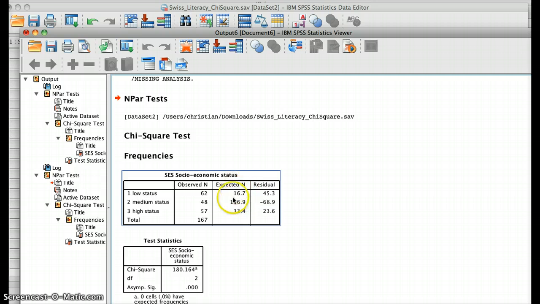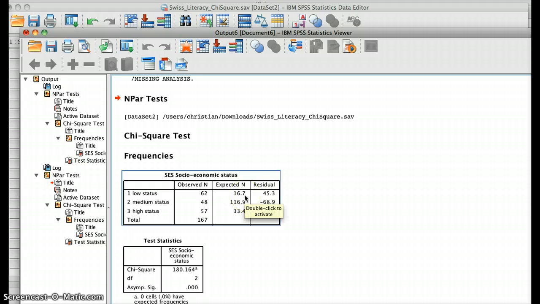And now you notice how these distributions change, these expected values, right? We still observe the same frequencies, right? 62, 48, 57, that's still the same. And now what we expected though is we said 10% will be low status. 10% of 167 is 16.7. Notice here we have a difference of 45.3, 45 more than what we expected.